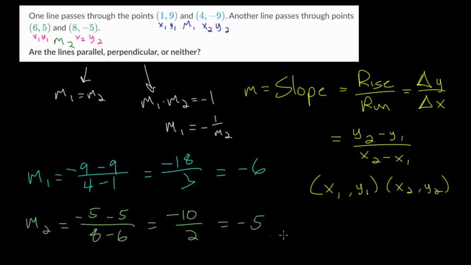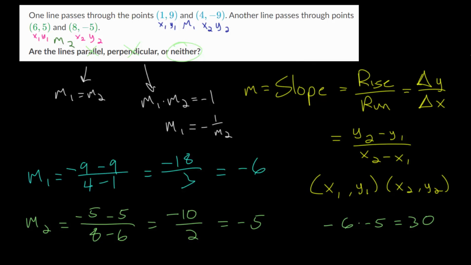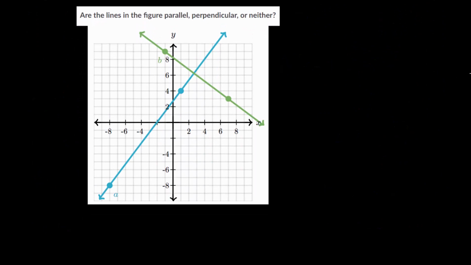We can see right away that they're not the same, so they're not going to be parallel. And if we multiply them together, notice we get positive 30. So they're not perpendicular, which means that in this case, they're neither. These lines do not have either of these special relationships. Let's do one more of these problems.